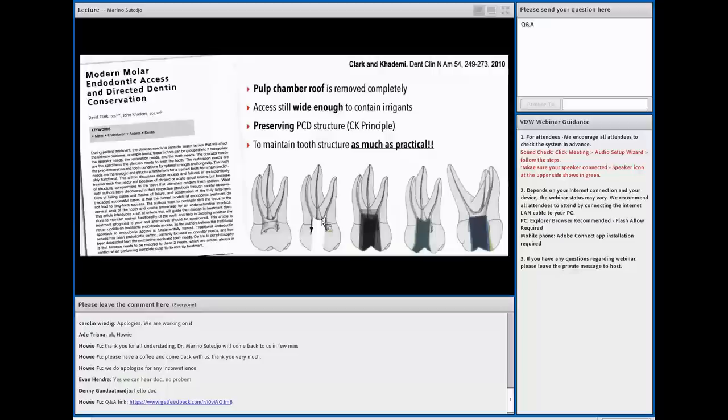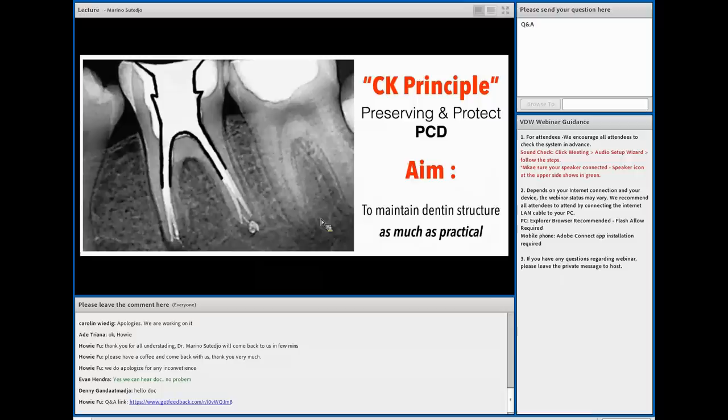So in 2010, David Clark and John Khademi came up with what we can call a modern concept of access cavity. What is this modern concept of access cavity? This concept from David Clark and John Khademi has become known as the CK principle, the Clark and Khademi principle. And what they said is that we need to maintain tooth structure as much as practical and not as much as possible, because it is important. And what is the meaning of as much as practical?